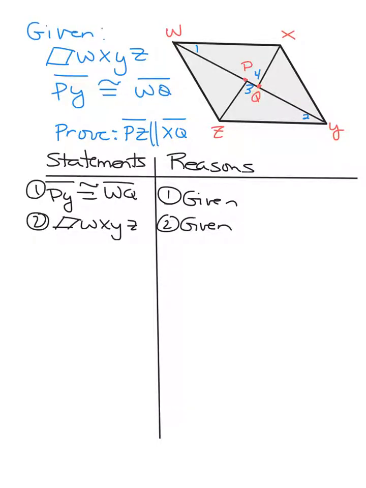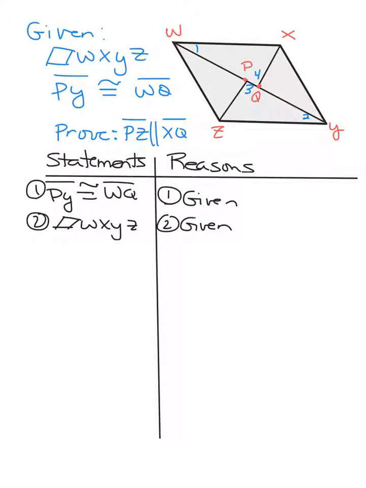Our last proof for today is a little challenging just because the diagram is very involved. I'm given that I have a parallelogram WXYZ, and I know that segment PY is congruent to segment WQ, and I'm trying to prove that segment PZ is parallel to segment XQ.